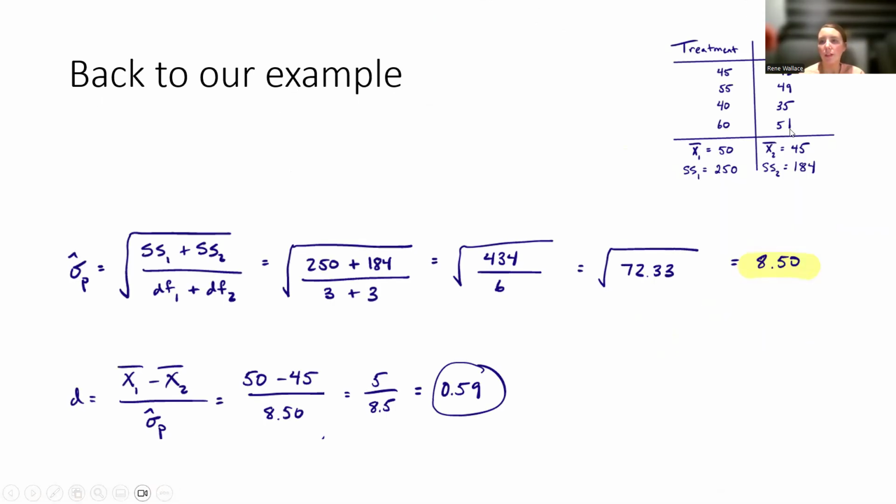So let me move out of the way. Looking at our treatment group over here, x bar 1 is 50 and SS1 is 250. And our control group where x bar 2 is 45 and SS2 is 184. And we put that into our formula here, we end up with 8.50. So now that we have our pooled standard deviation, we can do our Cohen's d formula. And we find that we get a Cohen's d of 0.59. Well, what does that mean? Let's look.